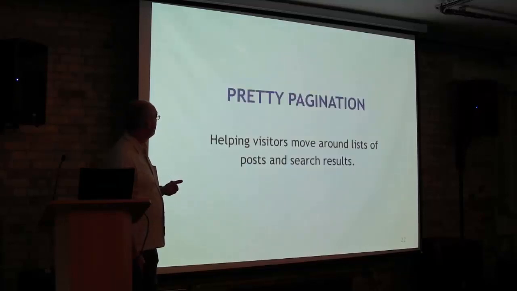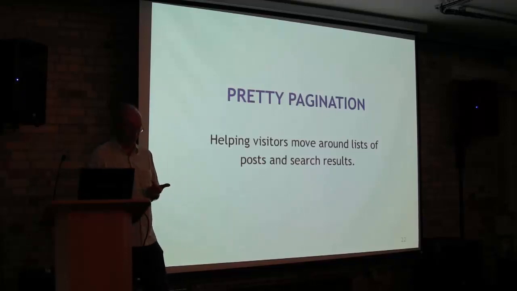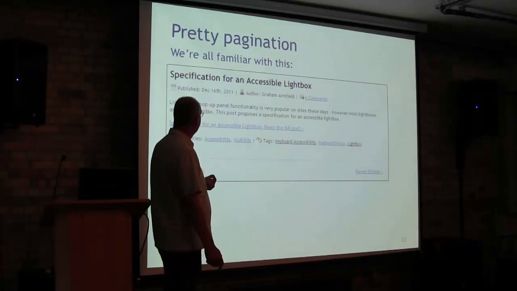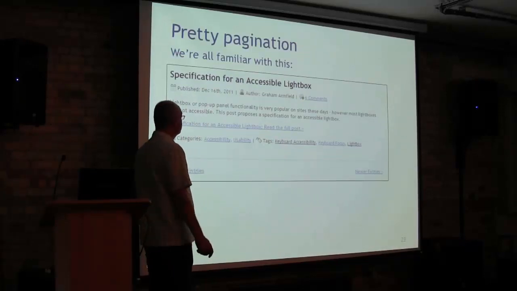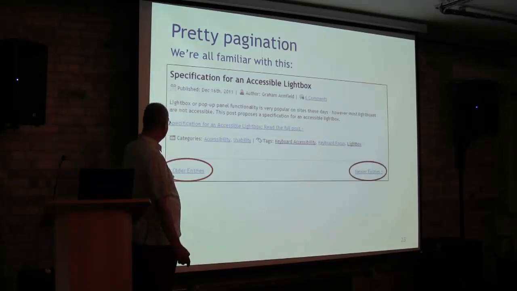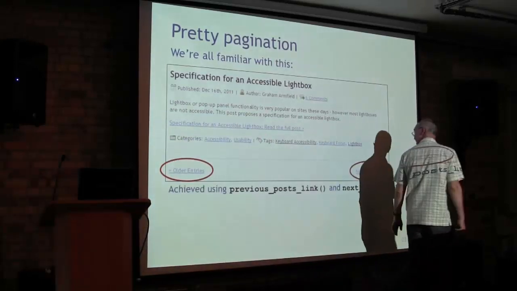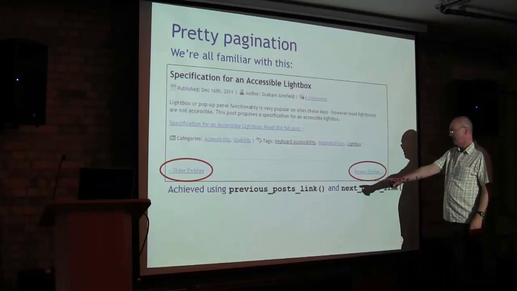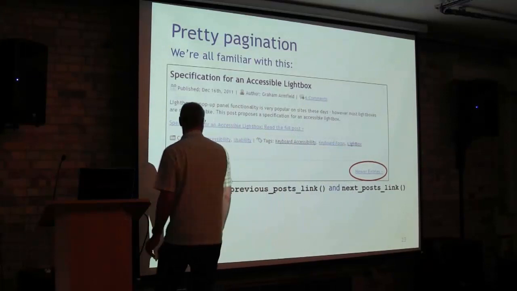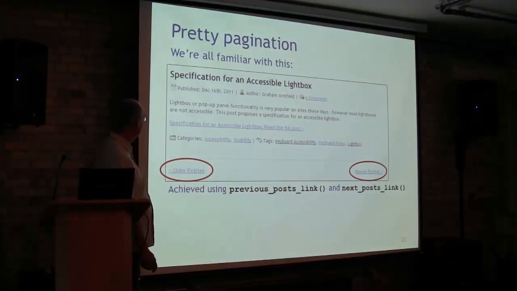Right, pagination. This is helping businesses move around lists of posts and search results. So here's a thing we're all familiar with. This is actually from my own site. I can't remember if this is from search or whatever, but the key thing is these things down here, older entries and newer entries. And that is achieved using these WordPress functions, previous post link and next post link. I haven't changed my own site to improve it yet, but I'll be doing that soon.